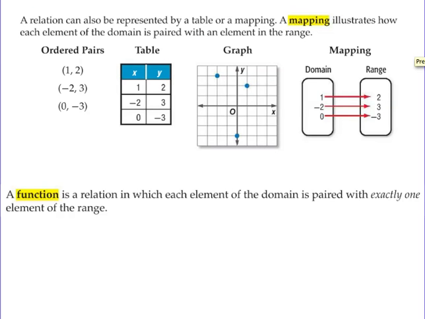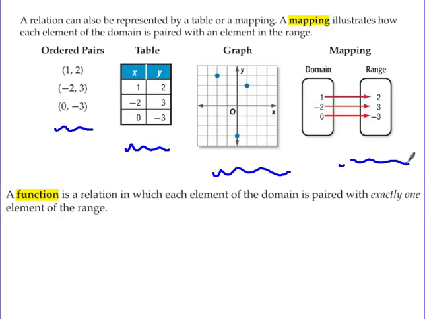A relation can also be represented by a table or a mapping. A mapping illustrates how each element of the domain is paired with an element in the range. So these are all examples of relations. You can write them as ordered pairs, right here. You can write them in a table, right here. You can write them as a graph, right here. Or you can write them as a mapping.